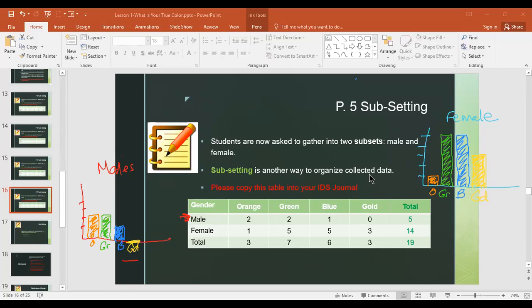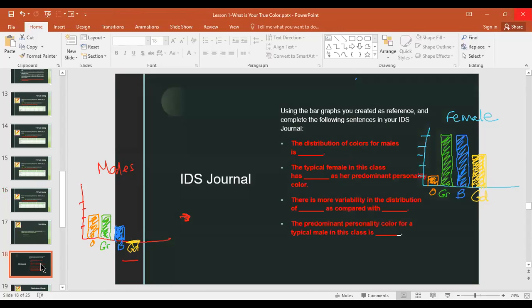I have a feeling that most of these are going to be technical issues of that nature. But I see most of you were right on with the bar graph, so well done on that. Based on these bar graphs, we want to answer some questions in your IDS journal. Looking at our bar graphs here, we have our male bar graph and our female bar graph.